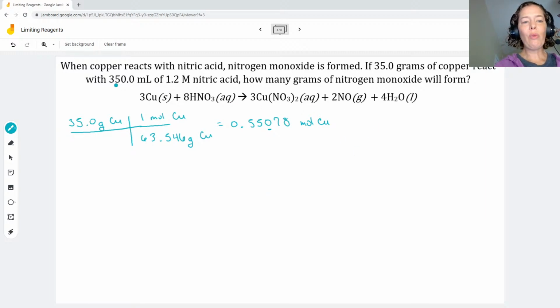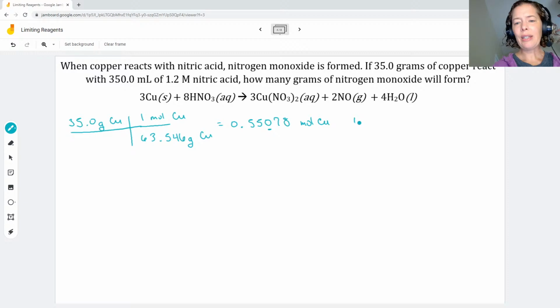Now I need to deal with my nitric acid. So I'm not given grams here, so we're not doing a molar mass calculation. We are given a volume and we're given concentration, and specifically we're given molarity. So if you remember, molarity equals moles of solute over liters of solution. But you can also, I want to show this, you can also set this up more like a conversion factor. So let me show you how to do that. You can always plug and chug into that equation there. If that's the way you're most comfortable doing it, by all means do that.